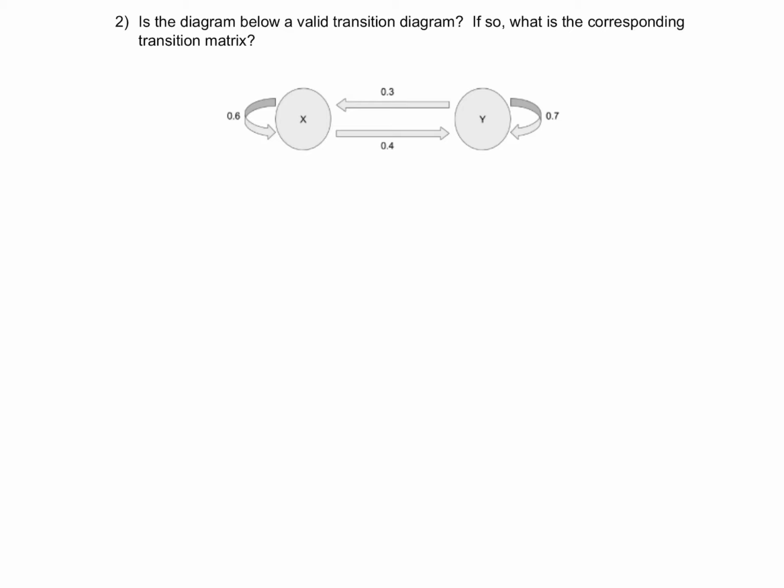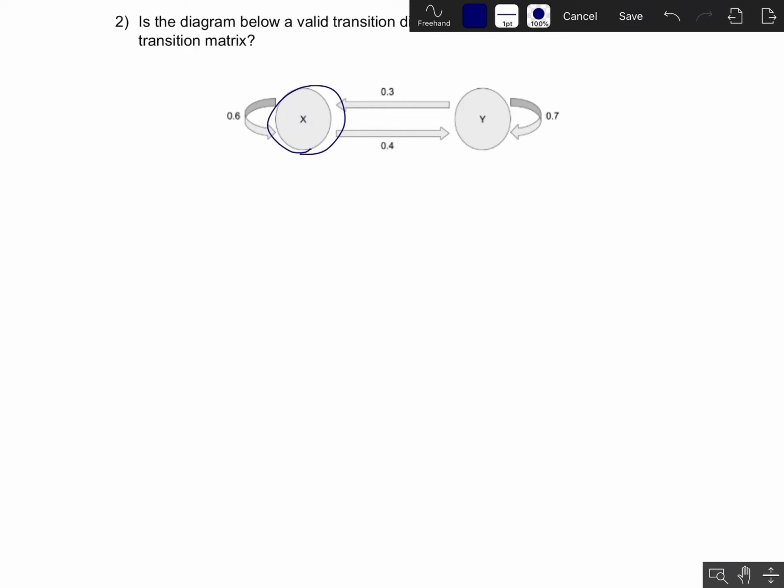Okay, so next let's take a diagram and translate it into a matrix. So here it says, is the diagram a valid transition diagram? If so, what's the corresponding transition matrix? Now here, there is such a thing as validity for a transition diagram. So remember that the arrows that come out of X, for example, are supposed to be describing the probability of going from X to X or going from X to Y. So if we look at the arrows that are coming out of a particular node, their weights have to add up to 1.